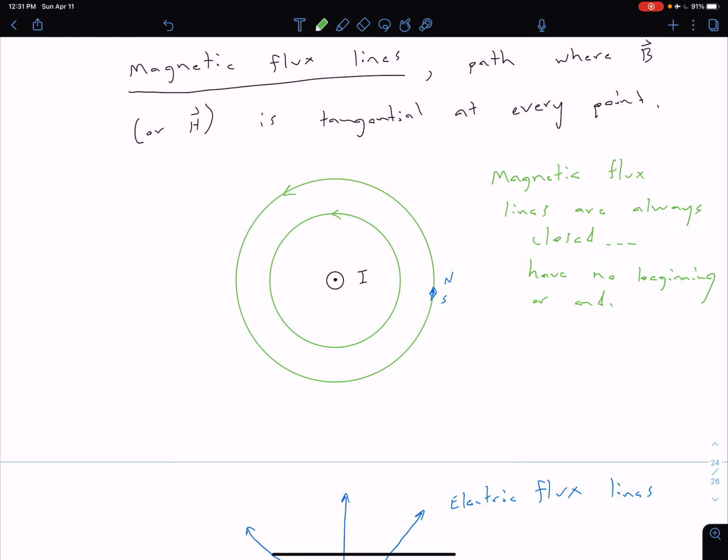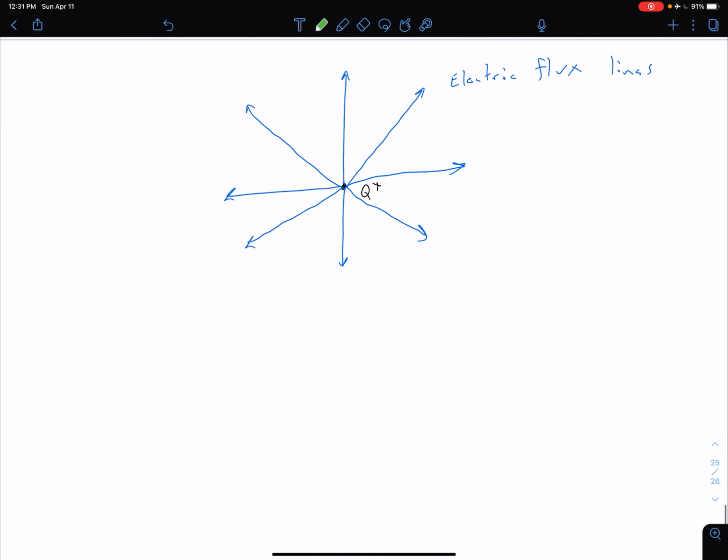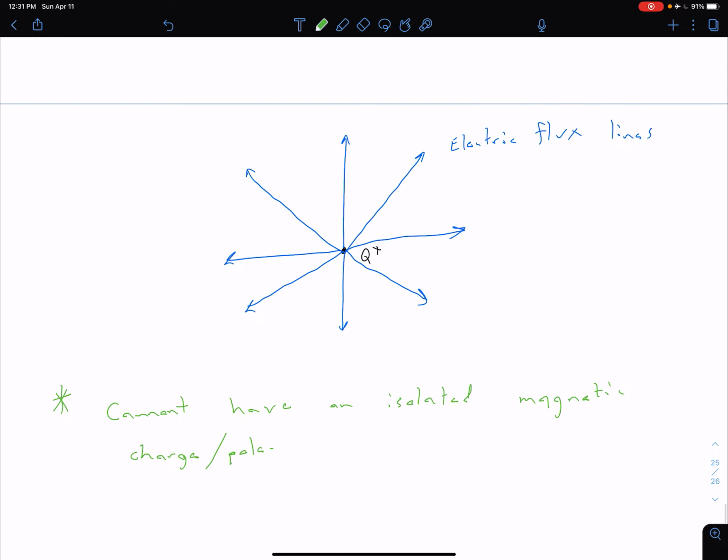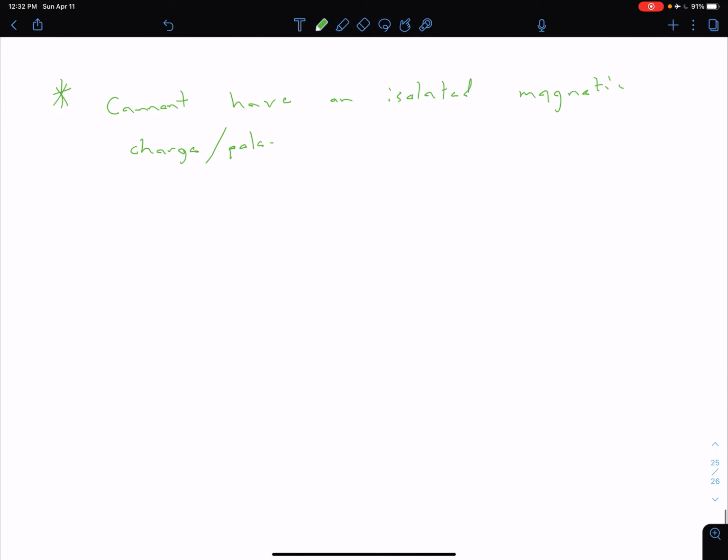So one thing that implies then is that we cannot have an isolated magnetic charge, or in other words, a magnetic pole. So let's just say this down here: cannot have an isolated magnetic charge or magnetic pole. So you can see that represented both ways. The idea is, of course, with this point charge, we're able to get this isolated Q, but we can't do that with our magnetic charge, so to speak.